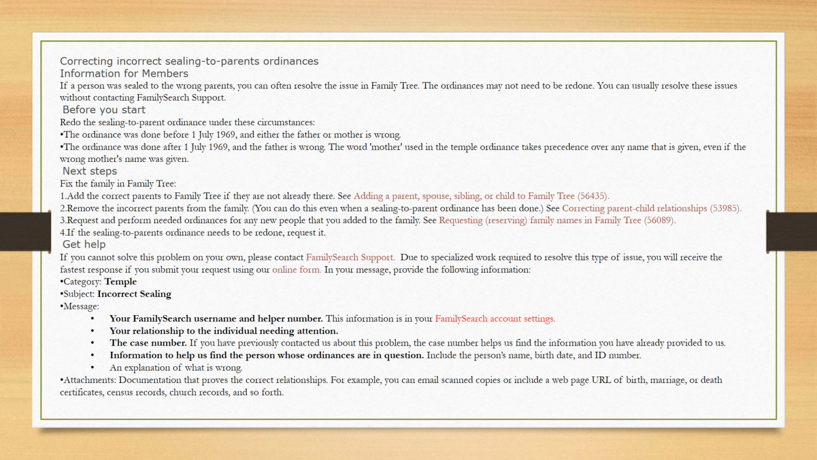If you cannot solve this problem on your own, you can contact FamilySearch. Due to specialized work required to resolve this type of issue, you will receive the fastest response if you submit your request using the online form. This is the same form that I showed you for requesting a change in gender. The category would be temple, the subject would be incorrect sealing, and then you would include the same information that I pointed out to you in the request for a change in gender. Be sure you attach all documentation that shows the correct relationship.